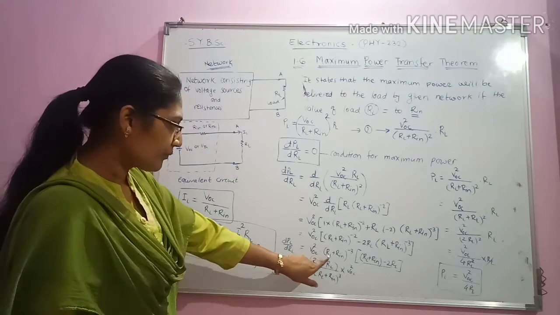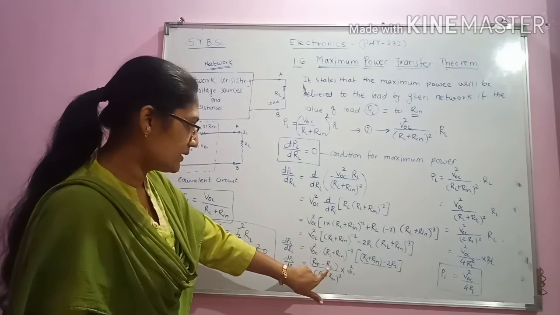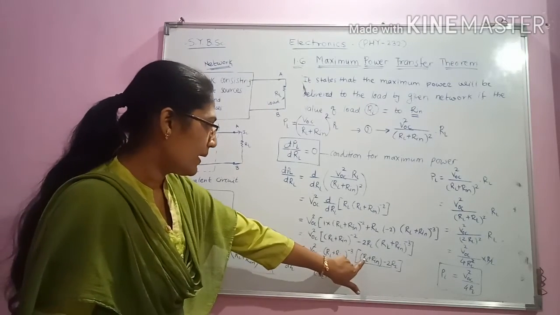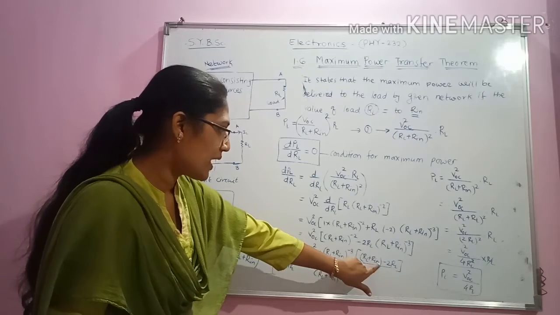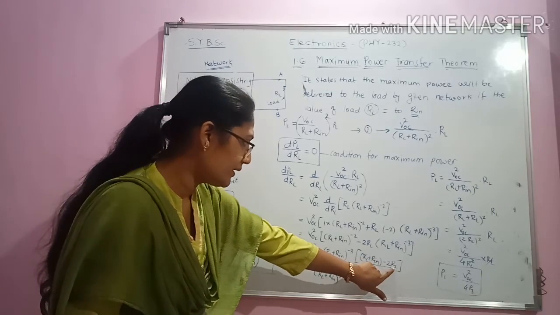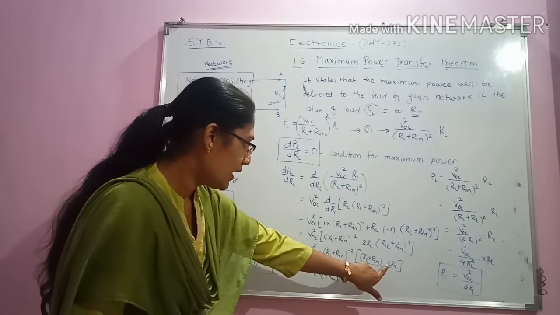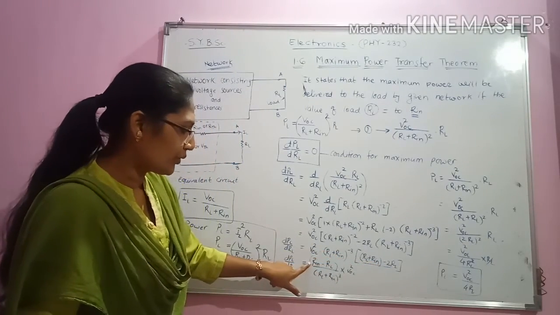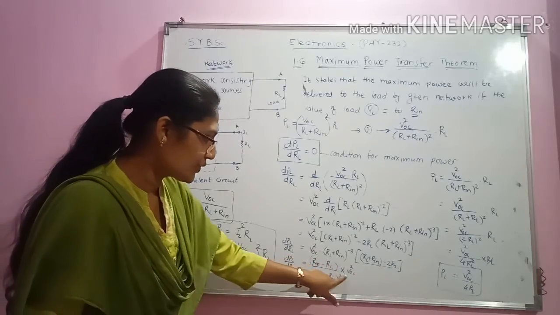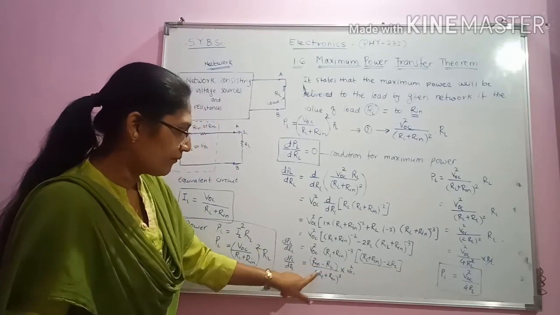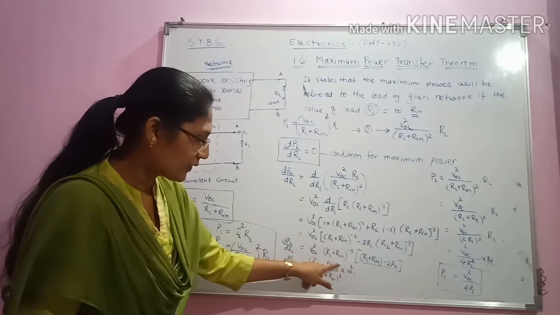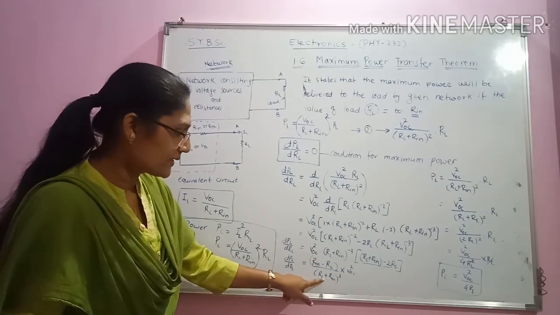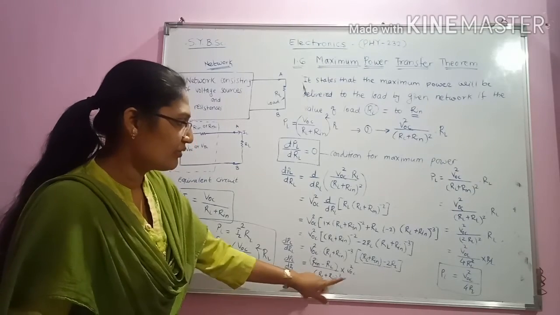Then R_L plus R_in minus twice R_L gives us R_in minus R_L. That term we wrote here into V_OC square divided by, now this term we have taken in the denominator. It comes out as (R_L plus R_in) raised to 3.